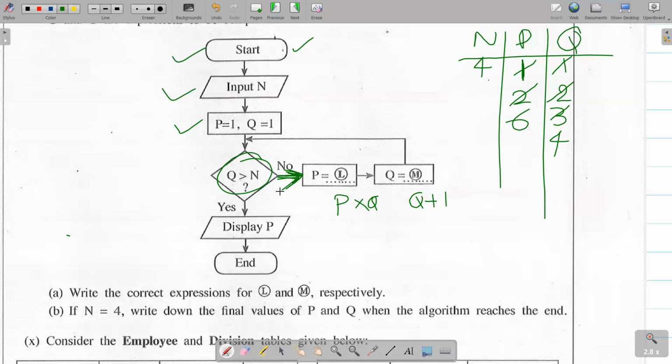So P equals P into Q. 6 into 4 is 24. So 24 will be written here. And Q equals Q plus 1, it becomes 5. And then it says display P. Right? Because when Q is 5, this condition becomes true. That means once it got here, then it comes to display P. So in the question, what they're asking is the value of P and value of Q. Value of P is 24, value of Q is 5.